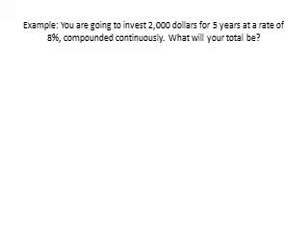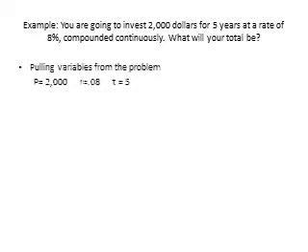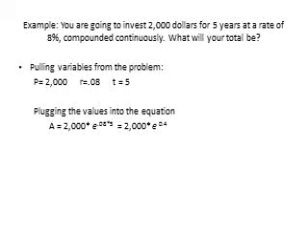So you are going to invest $2,000 for 5 years at a rate of 8%, but it is going to be compounded continuously. What will your total be? Pulling the variables from this problem, we get P equals 2,000, r is 0.08, and t is 5. Plugging those values into the equation and simplifying, we get 2,000 times e to the 0.4, which yields a final amount of $2,983.14.